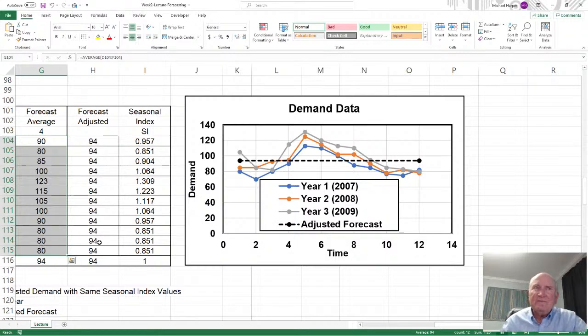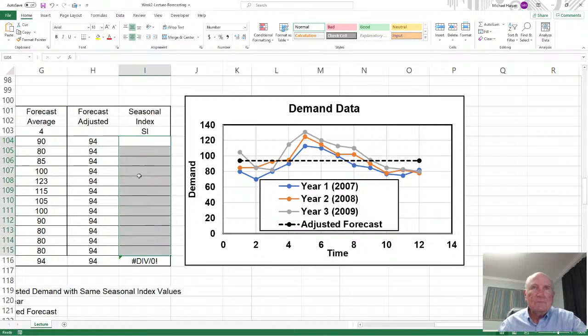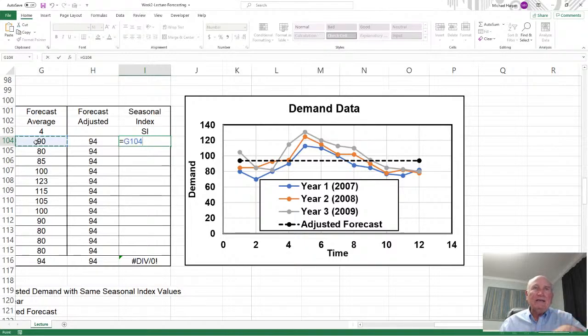I can express that variability as an index. And the index simply is going to be my seasonal value divided by my seasonally adjusted value, or adjusted for seasonality. Okay, so let's zero these out. That's simply going to equal my seasonal value. That 90 is my seasonal forecast, so it has seasonality in it. Divided by 94, that's my adjusted value.